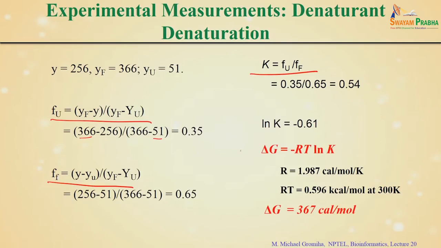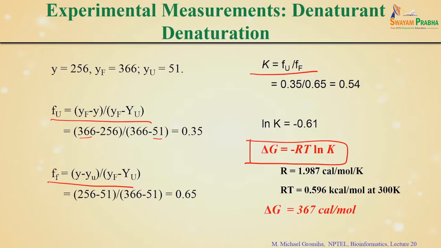From that we can calculate delta G. So this is minus RT logarithm of this equilibrium constant. So RT equal to 0.596 kcal per mole at 300 degrees Kelvin. Ln K is minus 0.61. So substitute this value here and delta G you can get 367 kcal per mole.